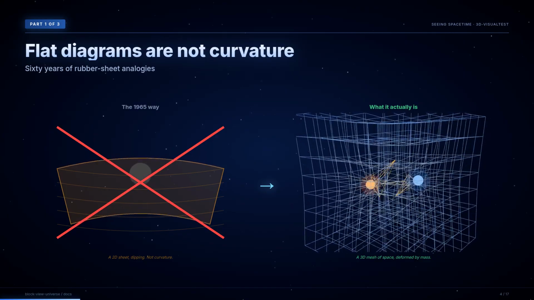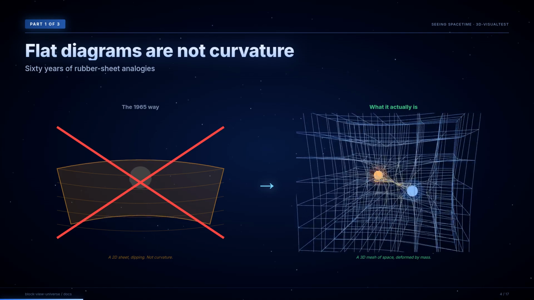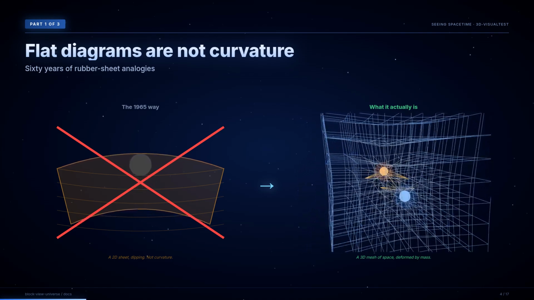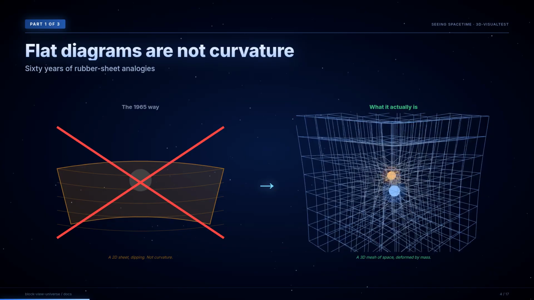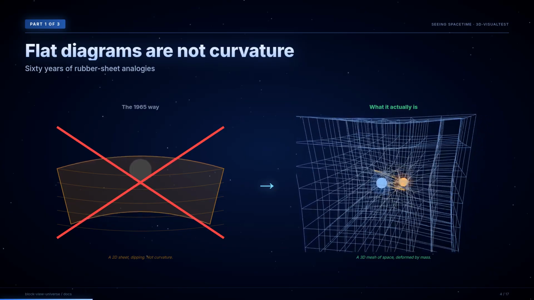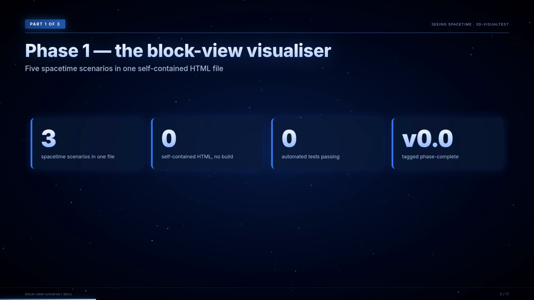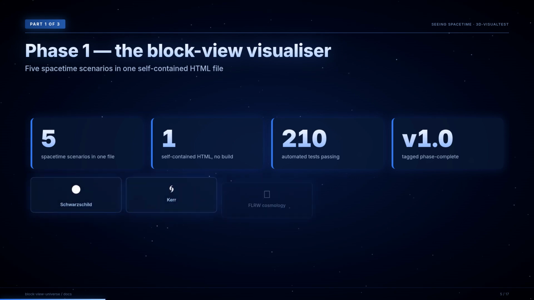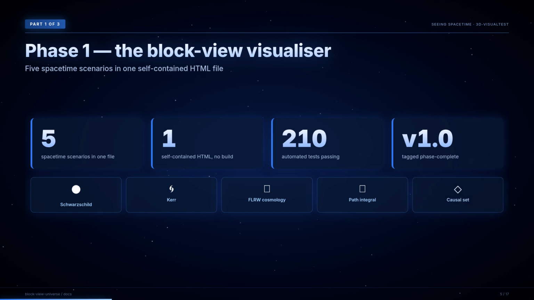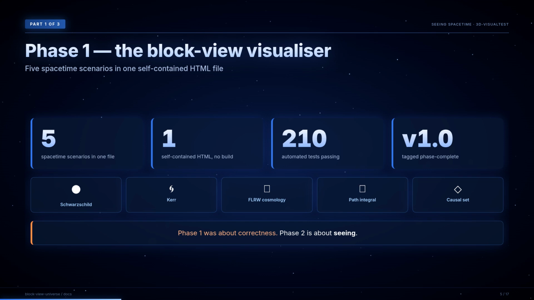Space is three-dimensional. Curvature in 3 dimensions is not a sheet that dips. It is a continuous deformation of the geometry itself. To see it, you need to see in 3 dimensions. In Phase 1, we built the BlockView Universe Visualizer. A single HTML file, 5 spacetime scenarios, Schwarzschild black holes, rotating Kerr black holes, expanding cosmology, Feynman path integrals and causal sets. All rendered in the browser, all without a build step, all viewable by anyone with a browser.